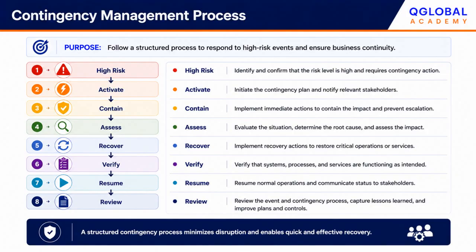After recovery comes verify. Confirm that corrective actions have been effective and that operations can safely continue without introducing new risks. The seventh step is resume. Resume normal business activities and communicate the status to employees, customers, suppliers, and other stakeholders where necessary. Finally, review the entire event.